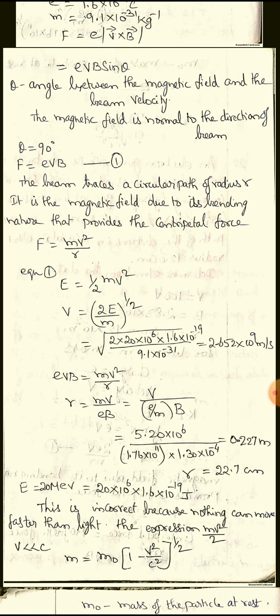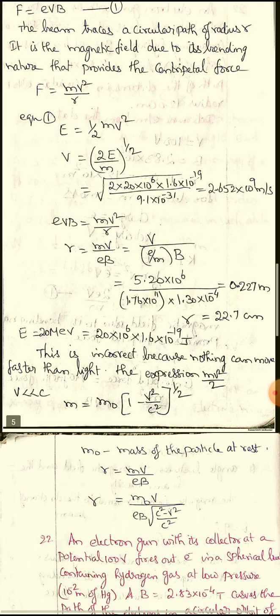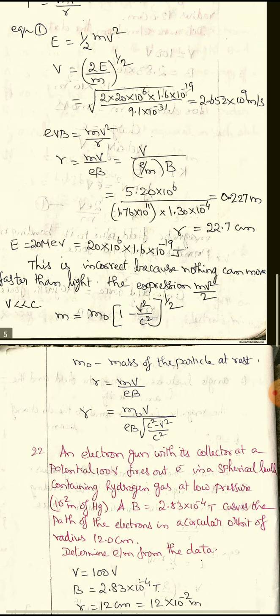So the first part A is found out. Then we can go for the second part. B: E is equal to 20 milli electron volt. I have to convert it into joule, so that we can have it as 20 into 10 to the power of 6 into 1.6 into 10 to the power of minus 19 joules. Converting electron volts to joules means it should be multiplied with this value.